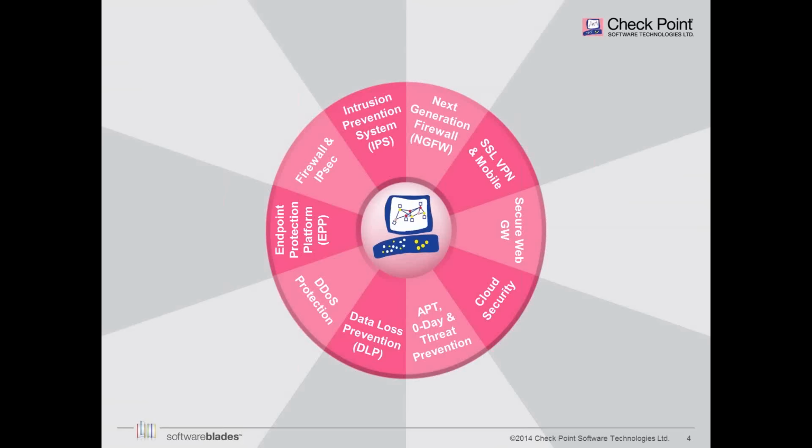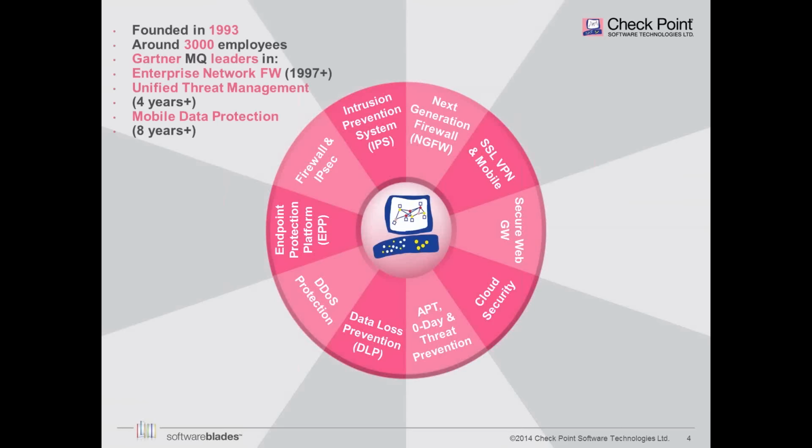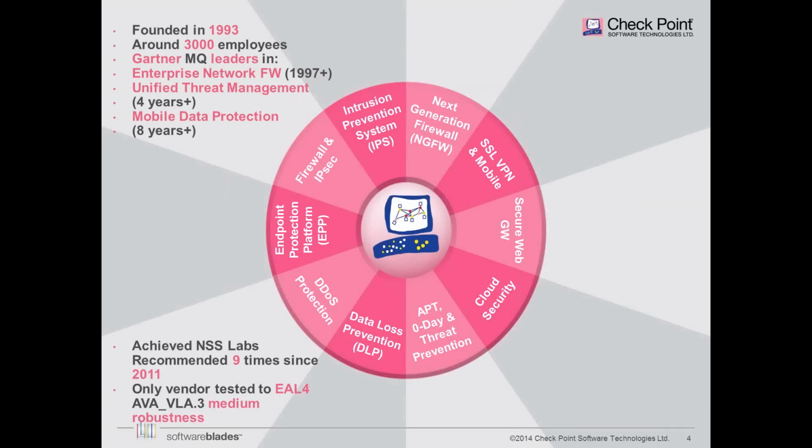As far as background to us as an organisation, we were founded in 1993 and we have around 3,000 employees globally. We are a Gartner Magic Quadrant leader in enterprise network firewalls since 1997. It's only through the way that we've innovated and led the security market that we've been able to stay in that top right corner. We're also a unified threat prevention leader for 4 years and counting, and a mobile data protection leader for 8 years and counting. So again, a 100% security focused company, but with a real drive to always do the best that we can.